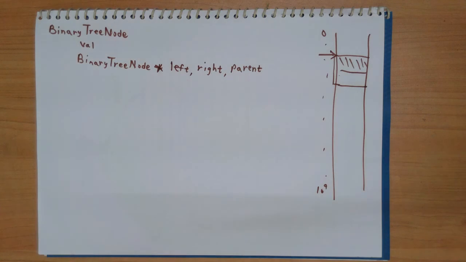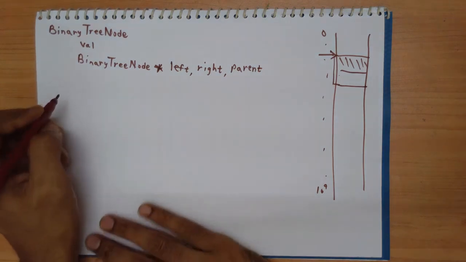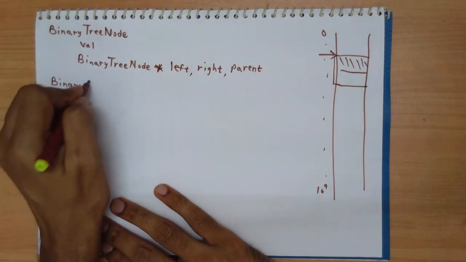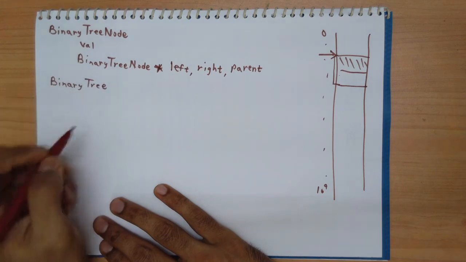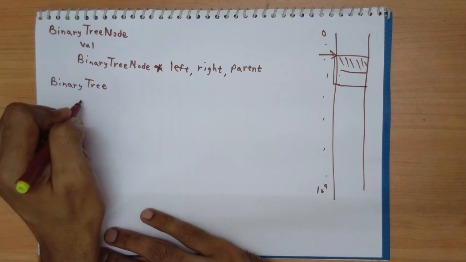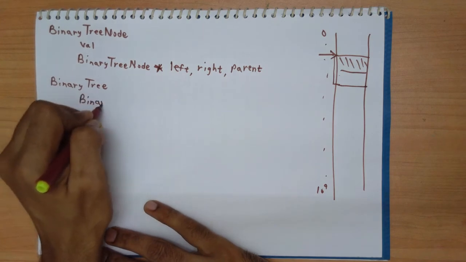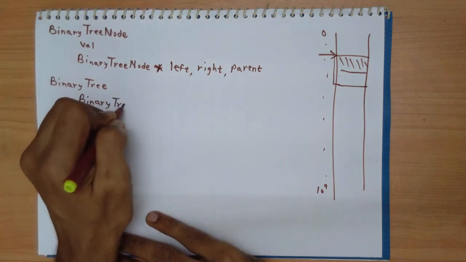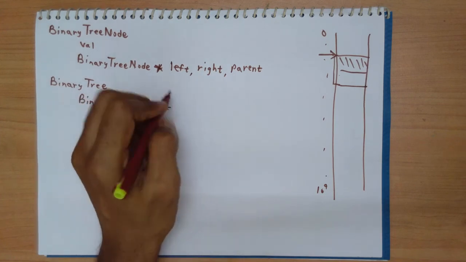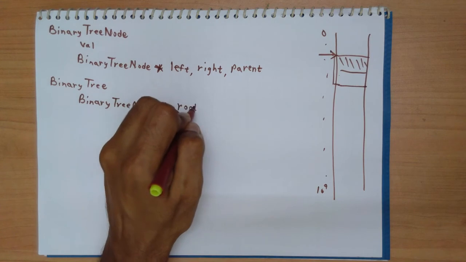Now you can define various operations over this tree node, but we'll define them as and when required. Now let's define our binary tree. Just like a linked list, all I will need is simply a pointer to a node. So I will have a binary tree node pointer, and I will call this my root.